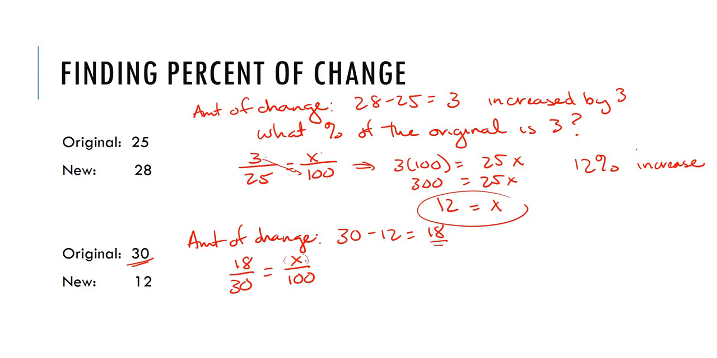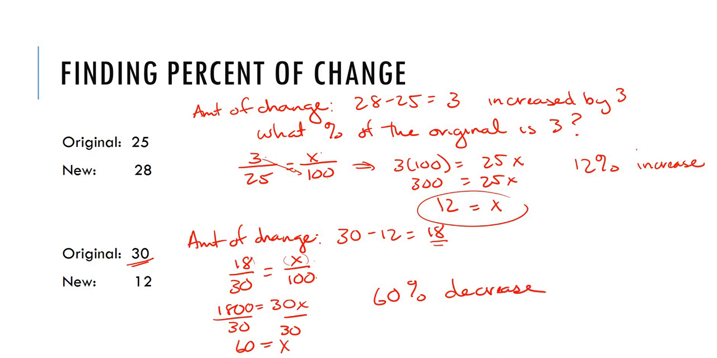So I'm looking for what percent, what number out of 100 is the same as an 18 decrease out of the original 30. So using cross product, 1800 equals 30x. Divide both sides by 30, and I get x equals 60, or 60% decrease.